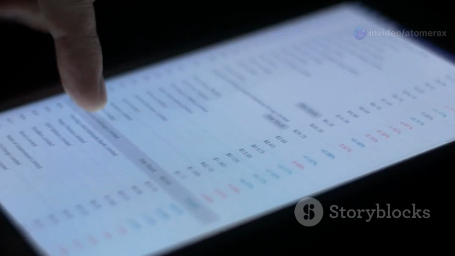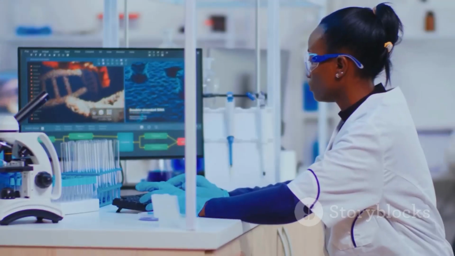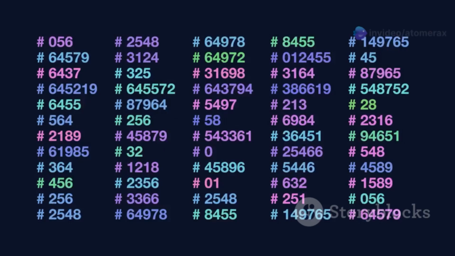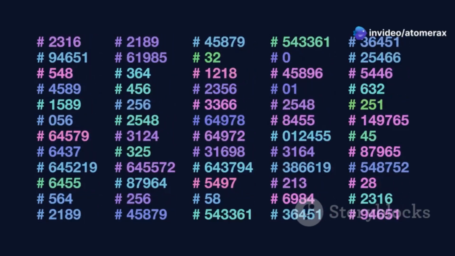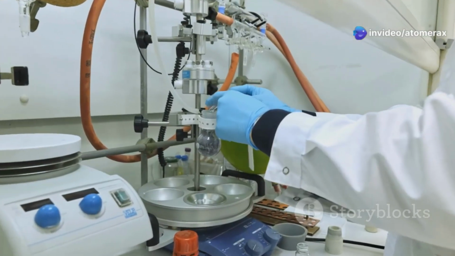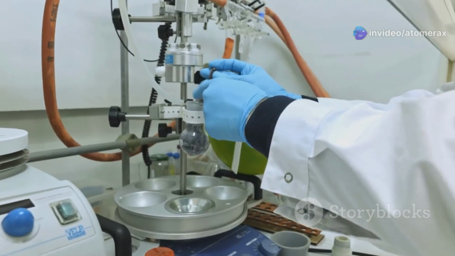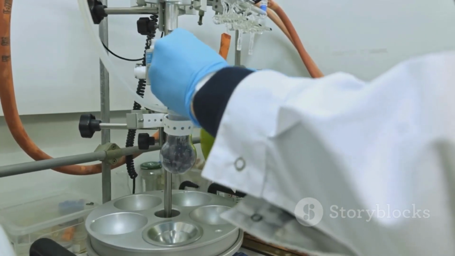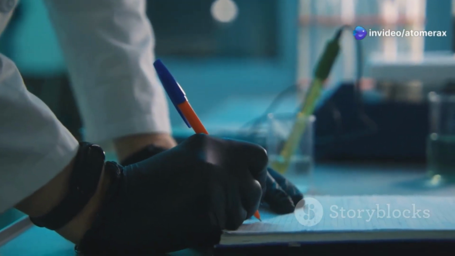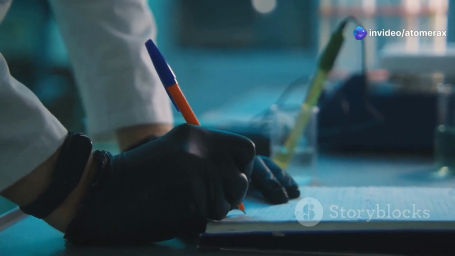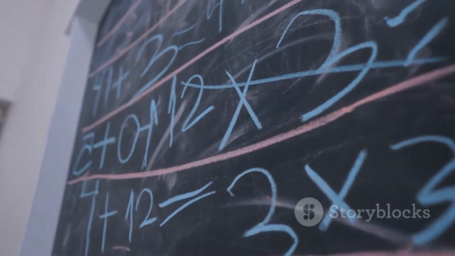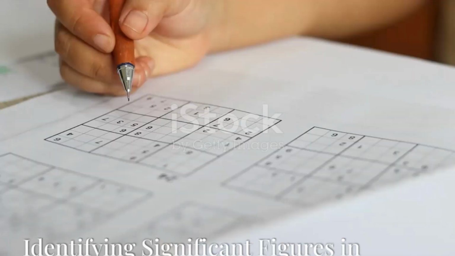That's where significant figures come in. They tell us how reliable and accurate a measurement is. Think of them as the secret code to understanding the precision of a number. Whether you're measuring the speed of light or the width of a human hair, significant figures help us communicate and interpret data with clarity and confidence. They're the unsung heroes of scientific accuracy, ensuring that our experiments and calculations are based on solid ground. So buckle up as we embark on this exciting journey to unlock the power of significant figures.